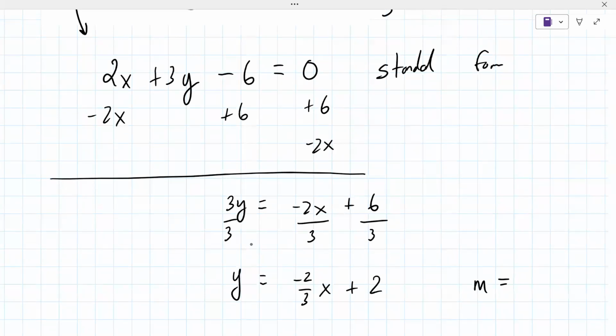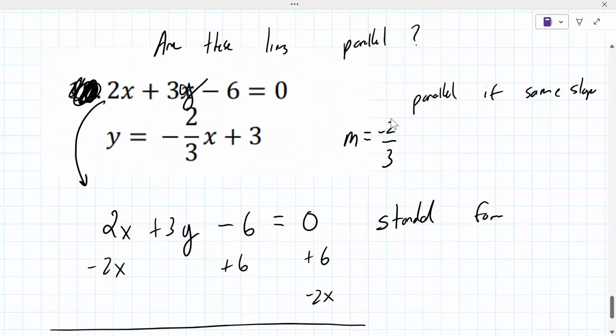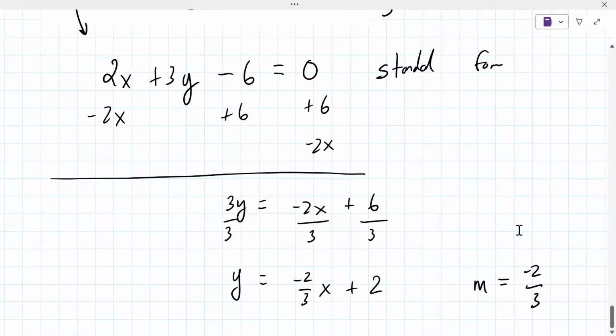What is the slope of the second equation? Negative 2/3. Is that the same as the slope of the other equation? Yeah. So are they parallel? Yes. Okay. All right.